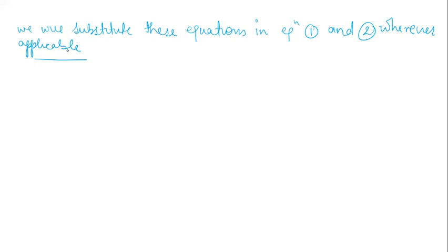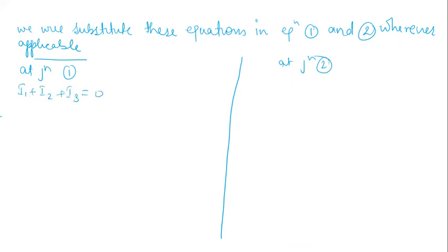In that case, at junction 1 we have I1 plus I2 plus I3 is equal to 0. I1 is equal to (V1 minus 20) divided by 5, then I2 is equal to V1 by 10, and I3 is equal to (V1 minus V2) by 10, and the sum is equal to 0. Let us say this is equation number 9.